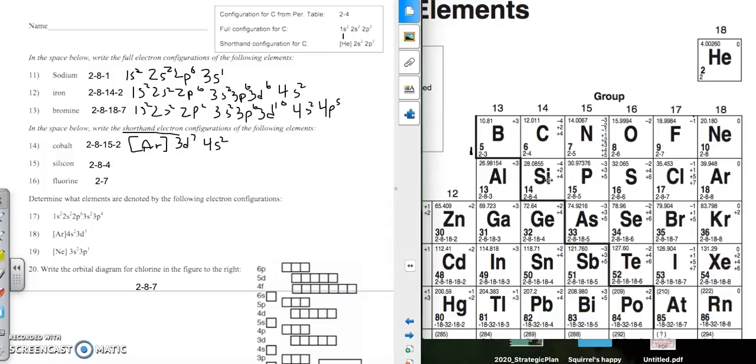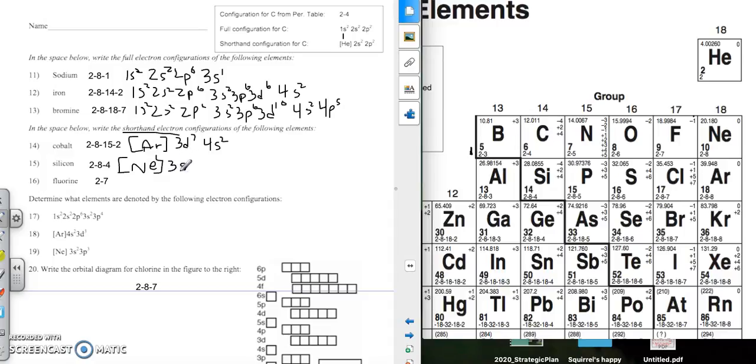Silicon is right here. If you go up to the row up above it and all the way to the right, we see that neon was 2-8. So we're going to go ahead and pencil in the neon. Well, that's supposed to be a bracket. So this 2-8 is this part right here. So we don't need to write down anything that neon would have, just this 4, which is the third number. So that means we're going into the third principal energy level.